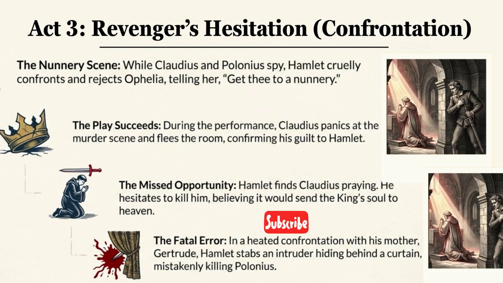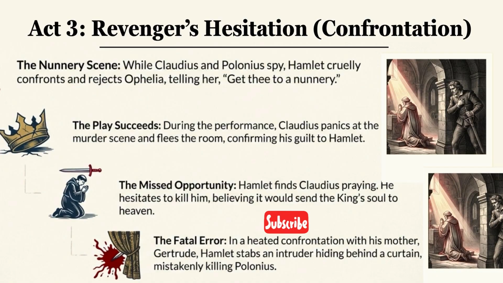Act 3, confrontation stage. During the performance of The Murder of Gonzago, Claudius panics at the depiction of the poison in the ear murder and flees the room, confirming his guilt to Hamlet. Next, Hamlet cruelly rejects Ophelia by lashing out at her, saying, "Get thee to a nunnery," while being aware that they are spied upon by Claudius and Polonius.